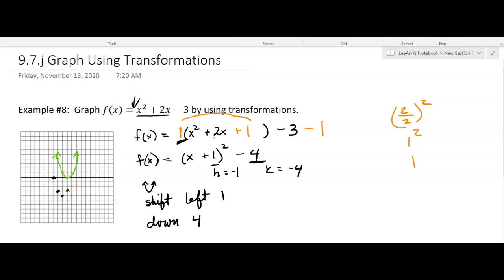And then it's going to be symmetric, so I'll put those other points. And so that's going to be f of x. That's our answer. Okay? So we're going to do another one in the next video. So that's how you graph using transformations. You have to have it in this form so you know what the transformations are. And then you do that.